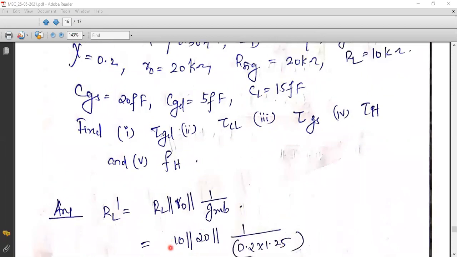So first you will do this 10 parallel 20. All of you do 10 parallel 20, get the answer of that, then you proceed with the next value. Don't go for R1 into R2 into R3 by, that is wrong. First find R1 parallel RL parallel R0. So 10 into 20 by 10 plus 20. That answer parallel 1 by 0.2 into 1.25.